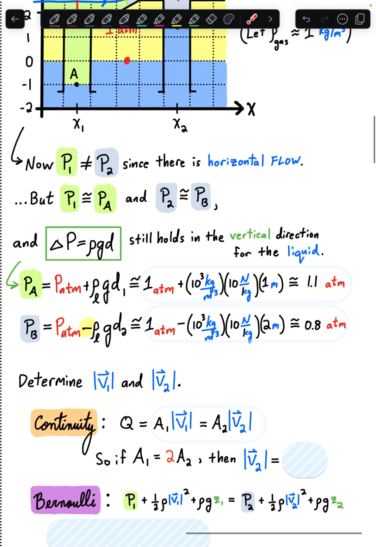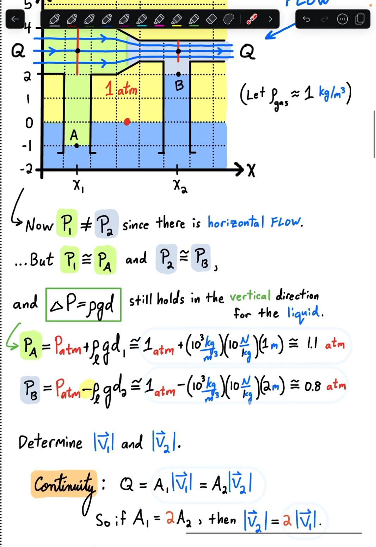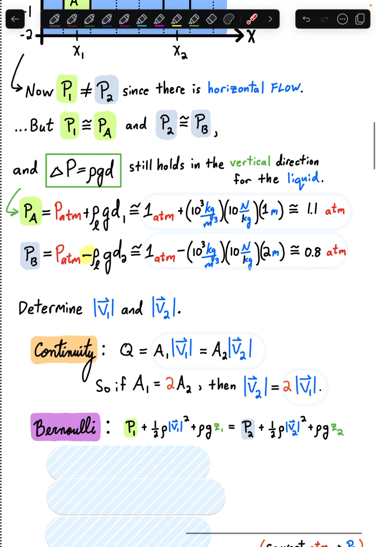We'll need to know what the cross-sectional areas at 1 and 2 are like. So suppose that the cross-sectional area at 1 is twice the cross-sectional area at 2. So if the area has gone down by a factor of 2, the speed will have to have gone up by a factor of 2, so those flow rates match. So our fluid will be going twice as fast at B as at A.